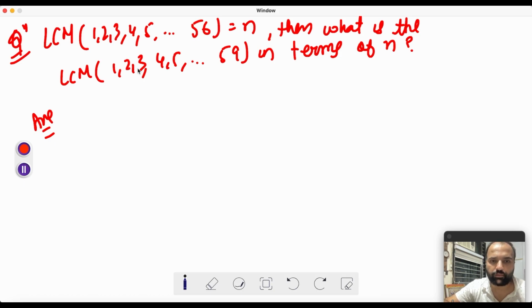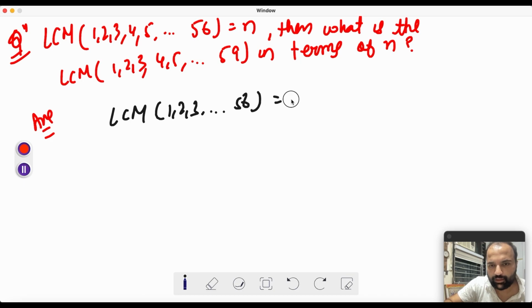So we'll try it. Now say the question says that LCM of, let's say, 1, 2, 3, 4, 5, 6 up to 56 is n. And we need to find the LCM up to 59 in terms of n. So anything in terms of n; we don't need to go for an exact number. Again, I'll just rephrase it. So 1, 2, 3, let's go up to 56, is n.